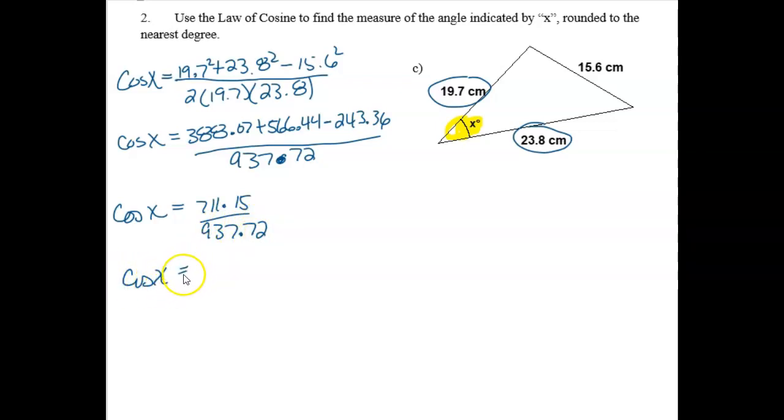Now at this point it's the same as what we've done when we started trig, this work here. We just have to remember to use the second function feature. So 0.7584, and then x is going to equal cosine -1, and x is equal to 49 degrees.